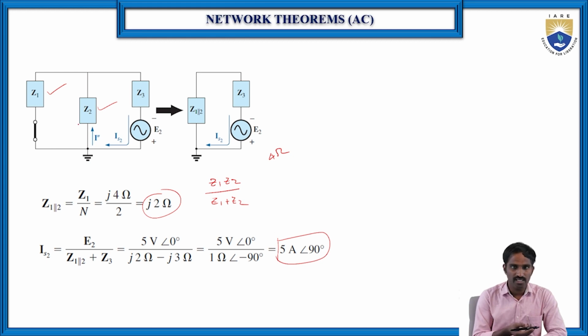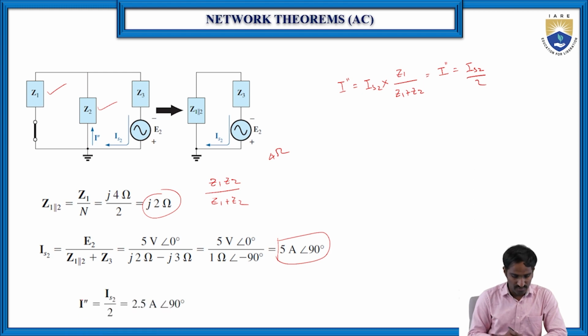Now, in the current division rule, the total current is 5 amperes and the 5 amperes is divided in the same proportion, because Z1 is equal to Z2. So instead of writing I double dash is equal to the total current IS2 into the opposite impedance Z1 by Z1 plus Z2, or simply you can write I double dash is equal to IS2 by 2, because the impedances are the same. So I double dash is 2.5 amperes at an angle of 90 degrees.